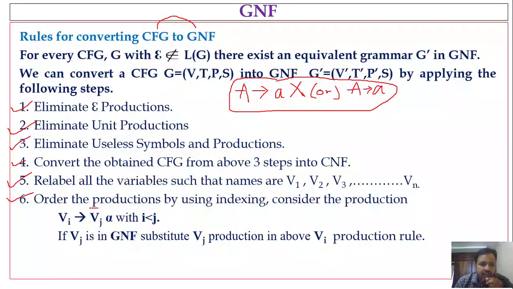Whenever you find a production in this form, Vi denotes Vj alpha, where i value is less than j, immediately you have to check whether Vj is in GNF or not. If it is in GNF, we can directly substitute the Vj production in the Vi production rule. So we can directly substitute the body of the production Vj in place of Vj in the Vi rule. Whatever the body of the production is for Vj, that we have to substitute here.